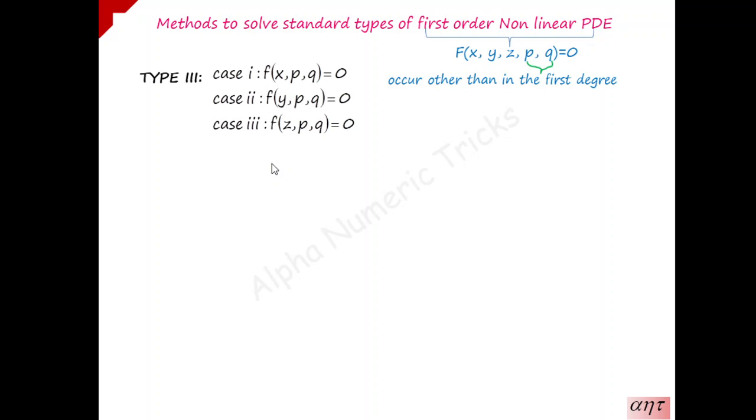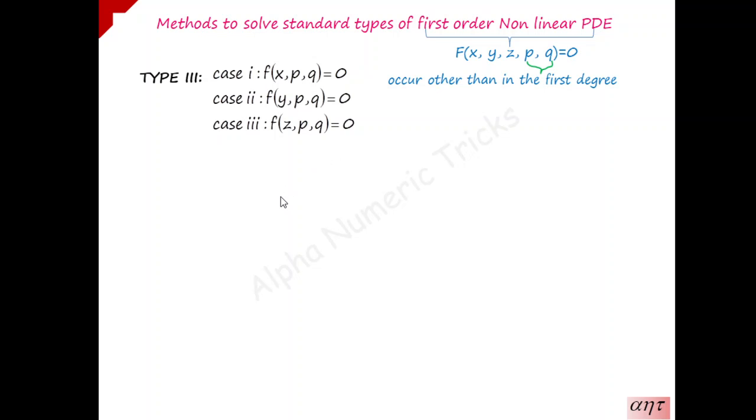In type 3 we have three cases. Case 1 is along with p and q, x alone is present, that is, f of x, p, q is equal to 0. Case 2 is along with p and q, y alone is present, that is, f of y, p, q is equal to 0. And case 3 is along with p and q, z alone is present, and x and y are not present in your problem directly, which is f of z, p, q is equal to 0.